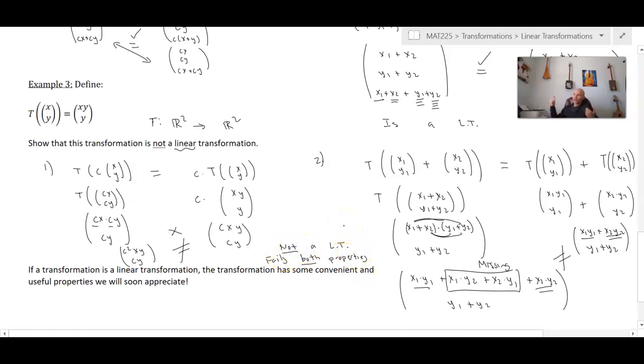Now, why is this all useful? Well, it turns out that if a transformation is linear, then the transformation has some convenient and useful properties we're going to come to appreciate in a forthcoming lesson.